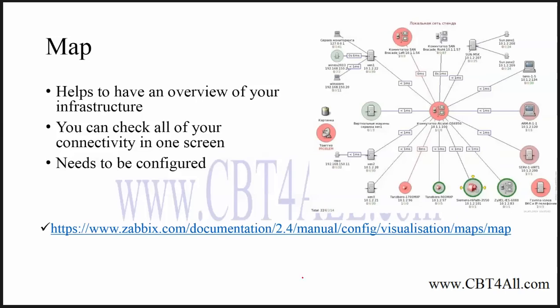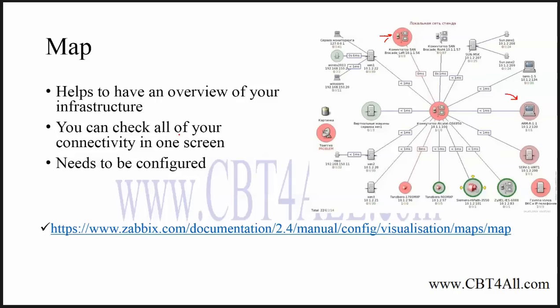As I have explained triggers, events, and graphs before, let me jump to the next section. What are maps? This is a cool feature. Maps help you have a big overview of your network or infrastructure. For example, this is your Zabbix server connecting to different devices. If a device is down, you can see right away that it is down. If a device has a problem with SNMP, you can monitor it, and you have all of your network and infrastructure in one screenshot. This is a summary.